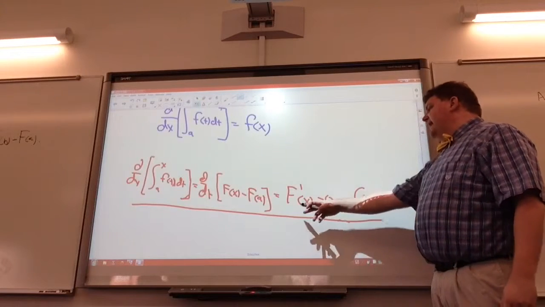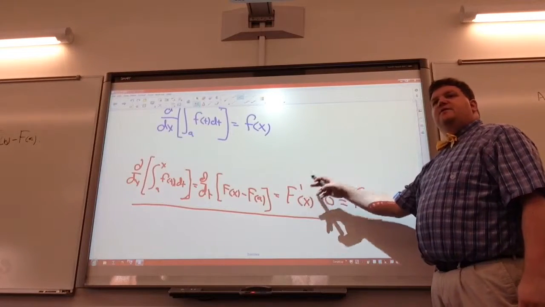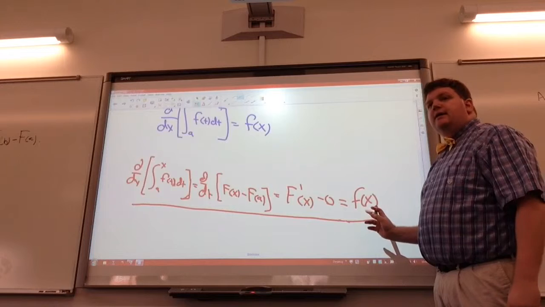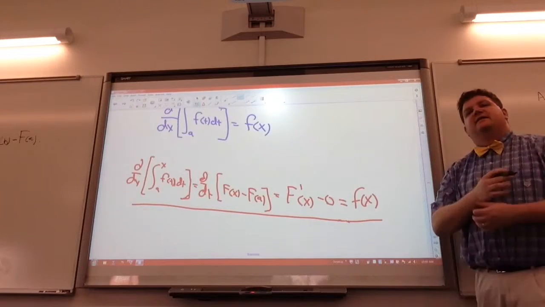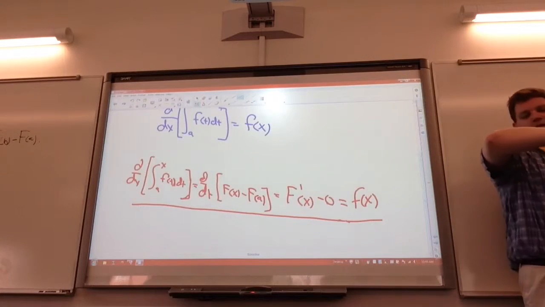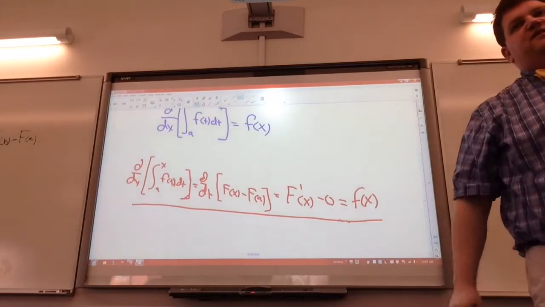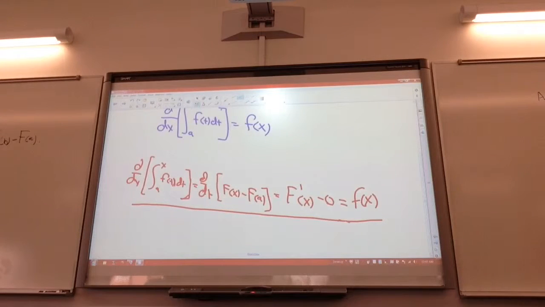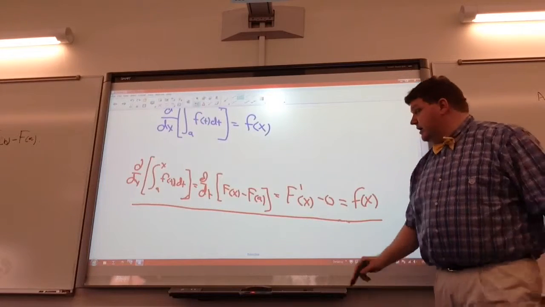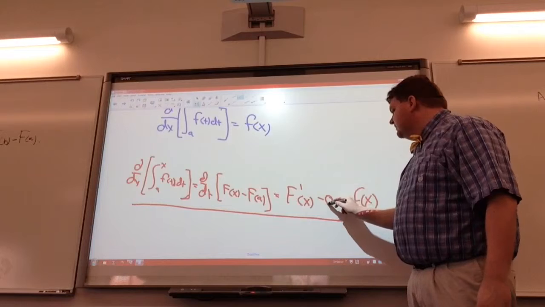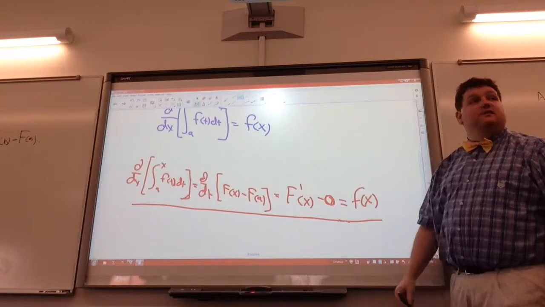Big F is the antiderivative of small f. When we defined antiderivative, we said you had a function big F of x such that the derivative of big F of x is equal to little f of x. We call big F of x the antiderivative of little f of x. And big F of a minus 0 is 0, because big F of a is a constant, and the derivative of a constant is 0.